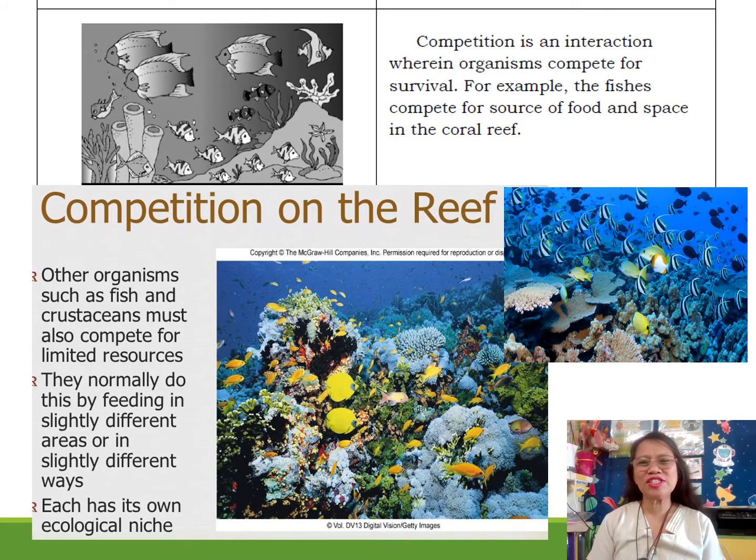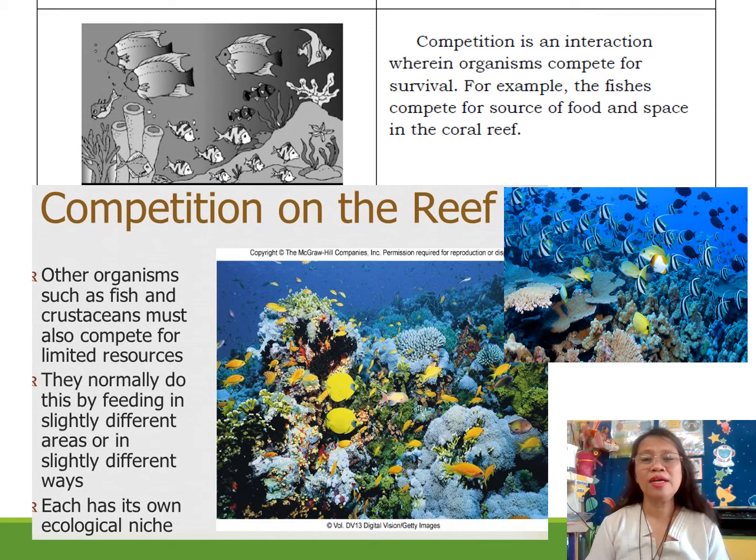Okay, next relationship that exists in the coral reef ecosystem is competition. So sa tropical rainforest, the animals living there are competing for food. The trees, also the plants, the shrubs, the grasses are competing for sunlight. So in the coral reef ecosystem, there is also what we call as competition. This is an interaction wherein organisms compete for survival.